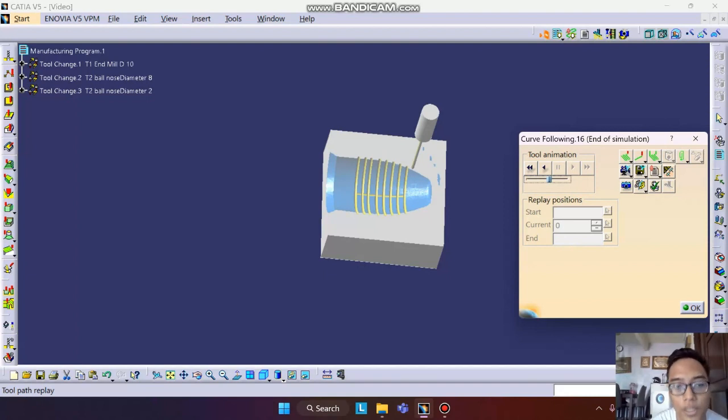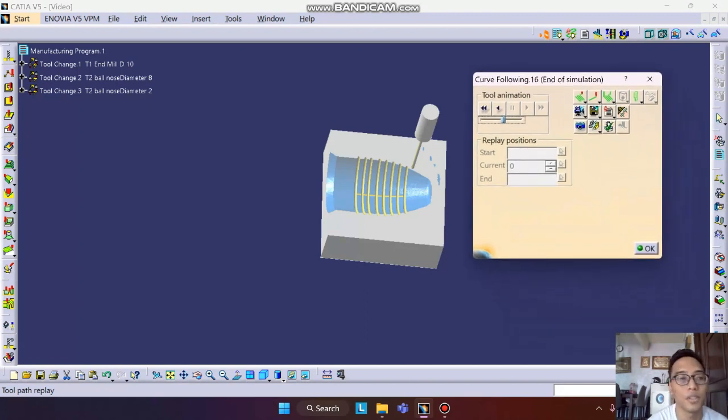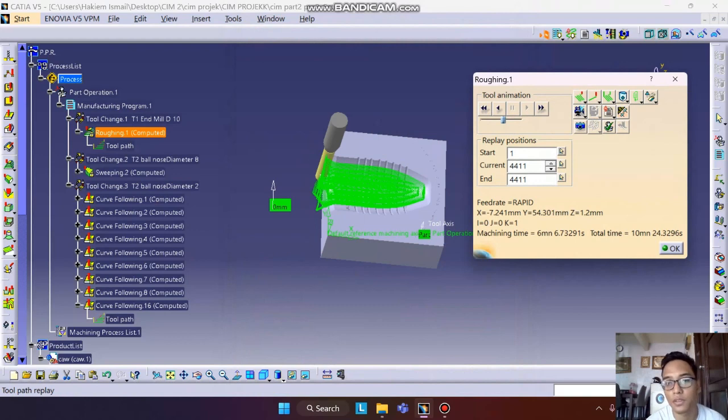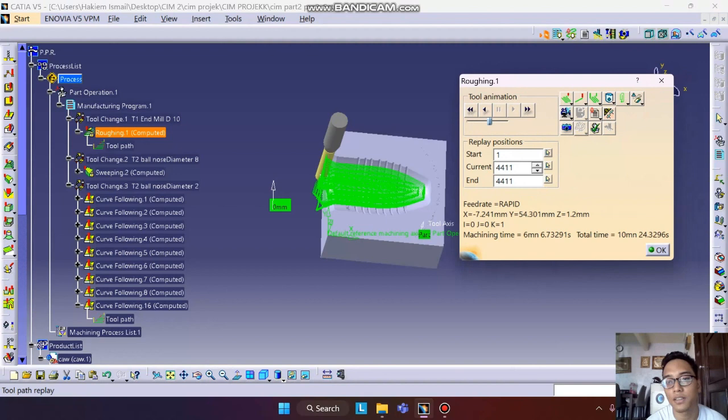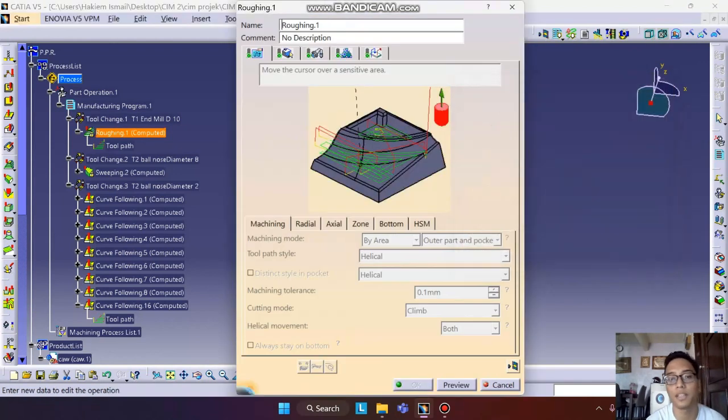If we can see here, the curve following is very nice for the last line, because we have set the line for every curve following. So this is our number 3 project. The total machining time in this project is 10 minutes. Okay, that's all from me. Thank you.